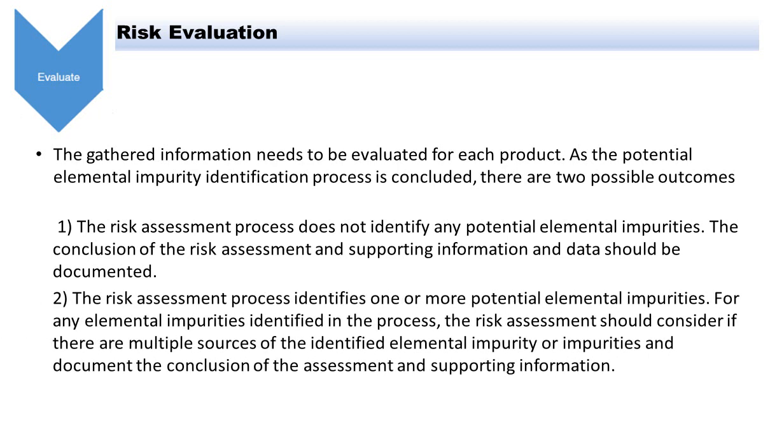2. The risk assessment process identifies one or more potential elemental impurities. For any elemental impurities identified in the process, the risk assessment should consider if there are multiple sources of identified elemental impurity or impurities and document the conclusion of the assessment and supporting information.